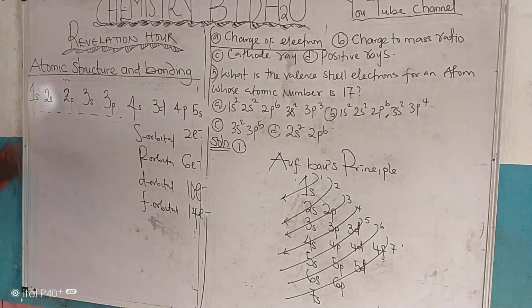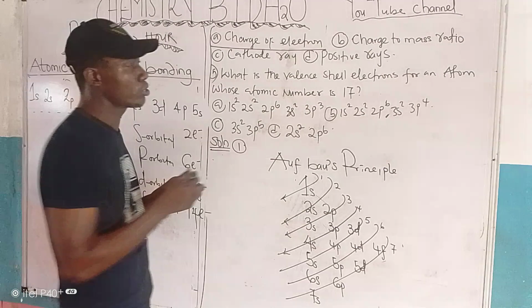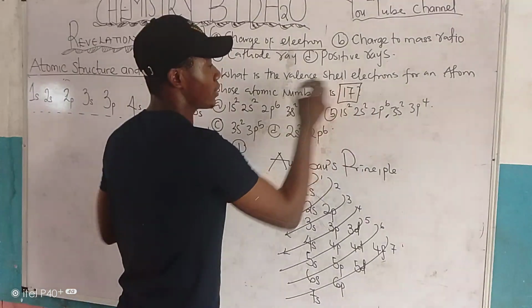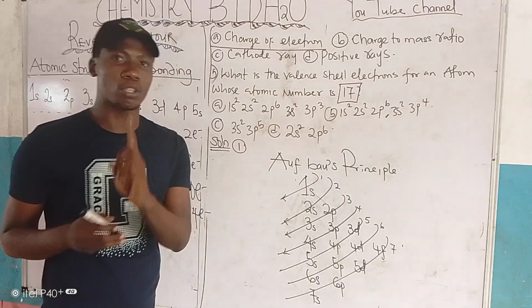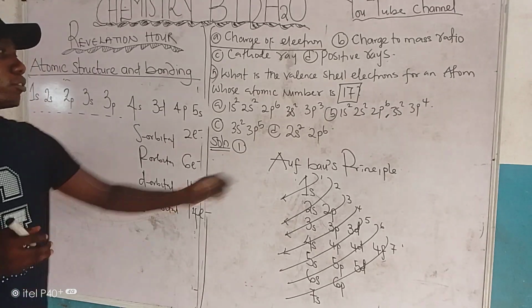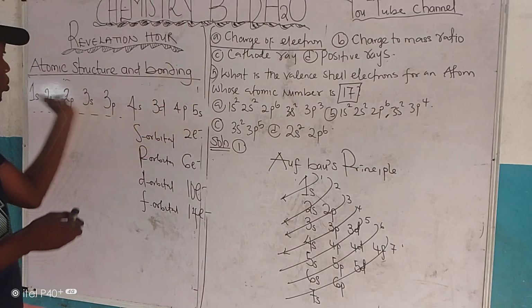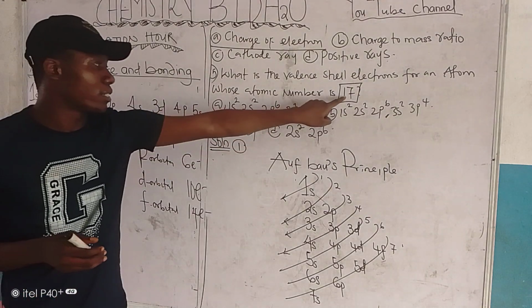So according to Aufbau's principle, when filling these orbitals, electrons must go into the ones of lower energy before those of higher energy. If I have an atom whose atomic number is 17, how do I arrange 17 electrons in these particular energy levels of orbitals?